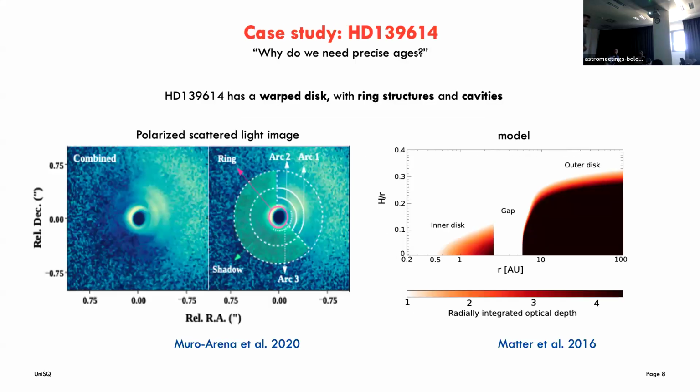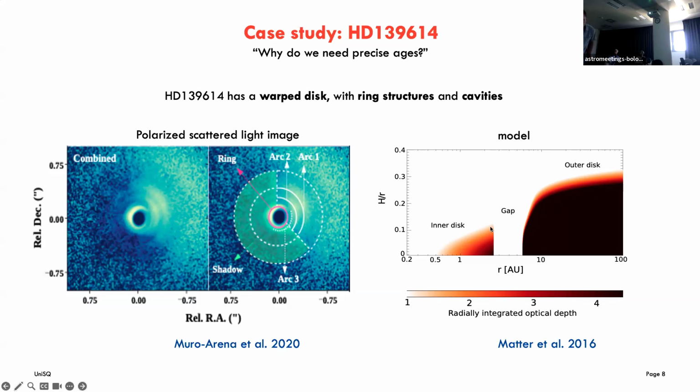So to come back to that case study, HD 139614, we can ask why we need these precise ages in the first place. This star has a warped disk, it has ring structures, and it has cavities. So I'll highlight some of those here. This is a polarized scattered light image, and there's a ring around the star in polarized scattered light. There's a couple of arcs that you can see around the edges here, and they're labeled in this panel. And those are indicative of a planet that is orbiting within this disk.